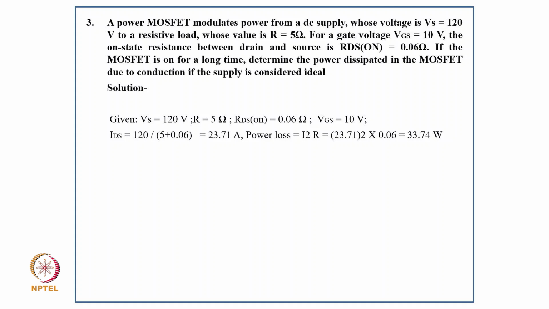The data given is Vs equal to 120 volt, R equal to 5 ohm, RDS on 0.06 ohm and VGS 10 volt. So IDS will be 120 divided by the sum of both resistances, 5.06 ohm, so it comes to 23.7 ampere, and the power loss I square R will be 33.74 watt.